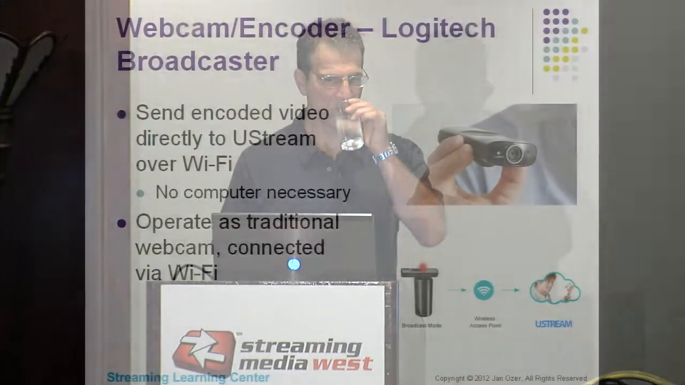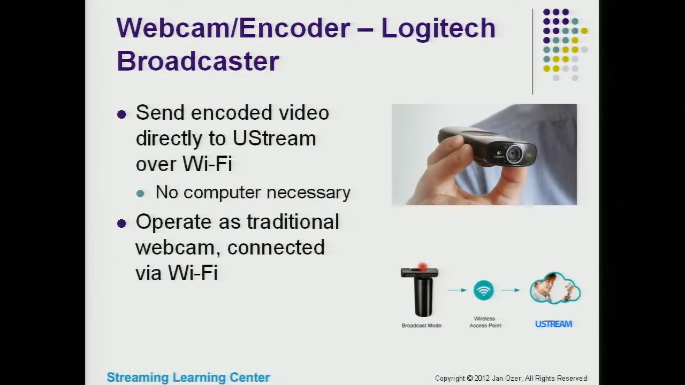And this is a unit that launched at the show, and it's a pretty cool unit. So what you have here is a webcam that uses Wi-Fi to send the streaming signal directly to Ustream. So basically, you've got no computer necessary. You just put the webcam on a desk somewhere, and you don't even turn on your computer. So very convenient if you're a Ustream subscriber. It can also operate as a traditional webcam, connecting to your computer via Wi-Fi. So this is a product that I hope to test in the next few weeks.